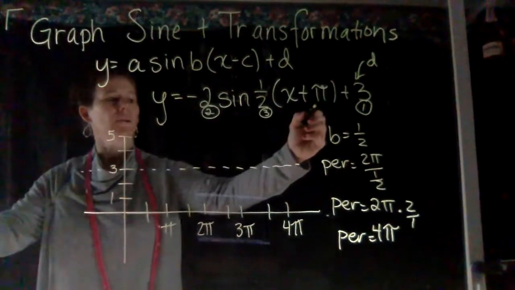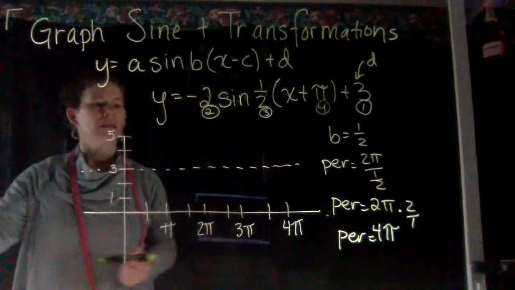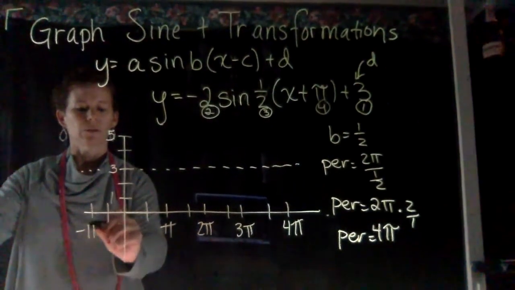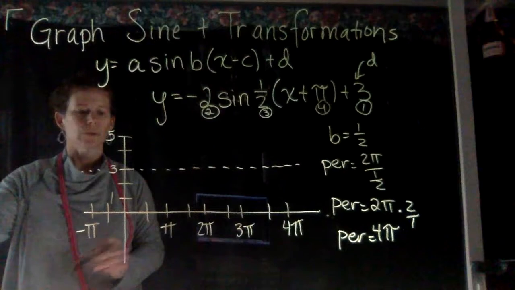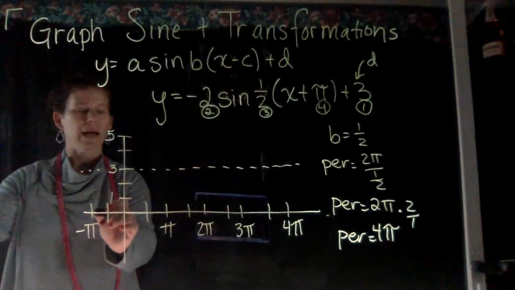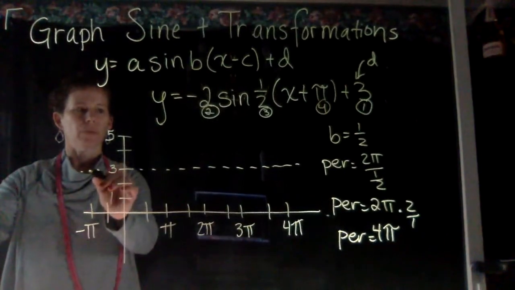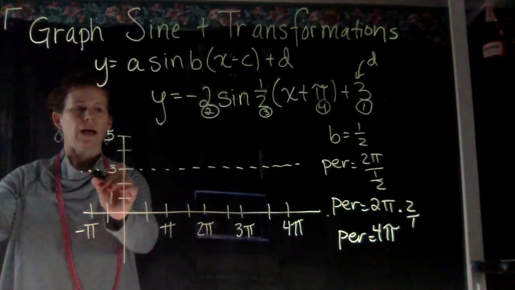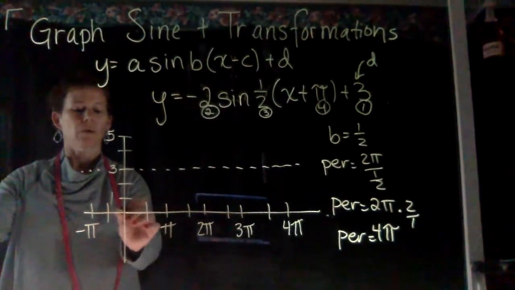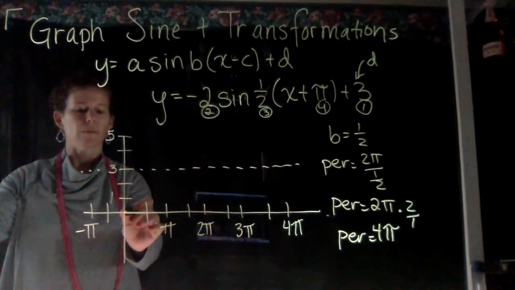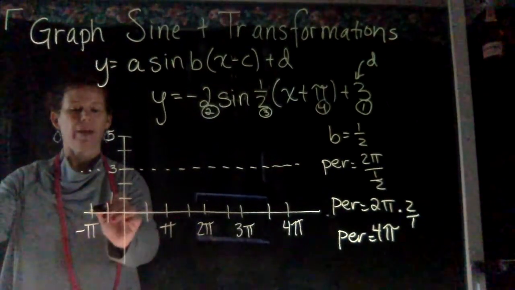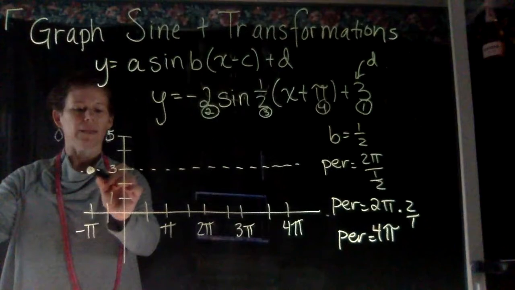We do have to take into account our C, and this is going to shift left pi. So I'm going to come back here to negative pi. So if this was a regular sine graph, I would have then moved it left pi, up 3. If it was positive, I would be going up, but I'm going to be going down. So with my transformations from 0, I'm going to go left pi, up 3, put a point there.